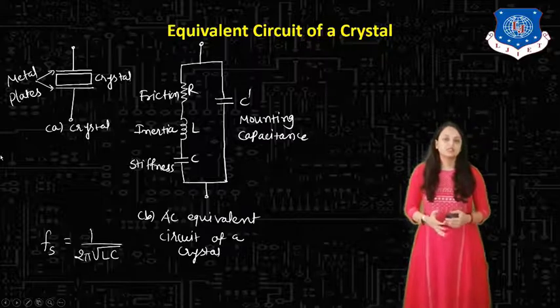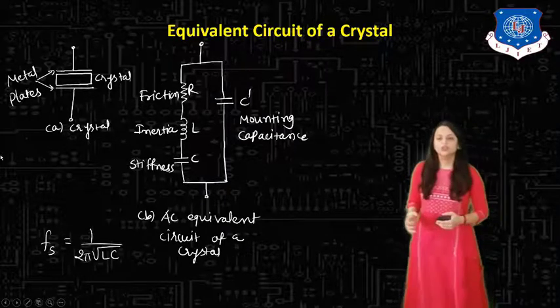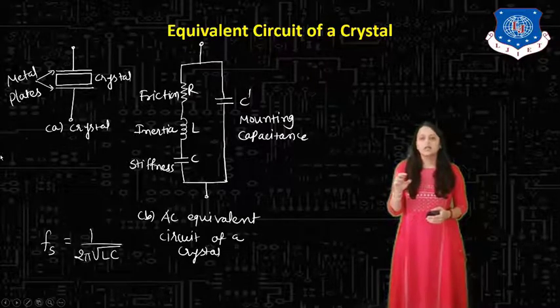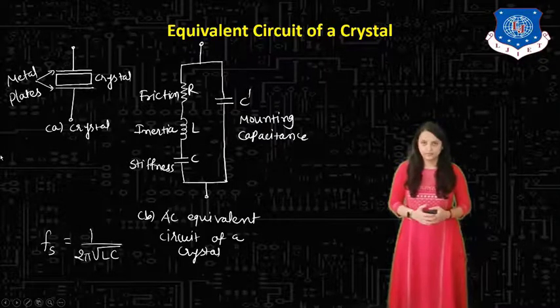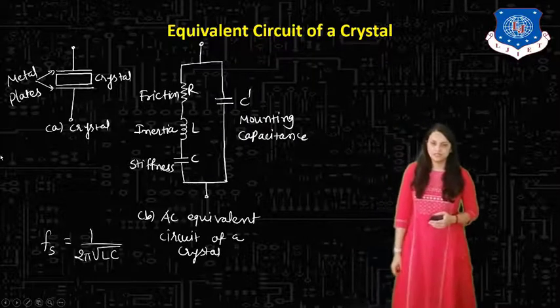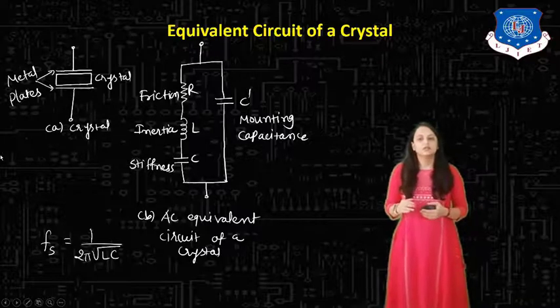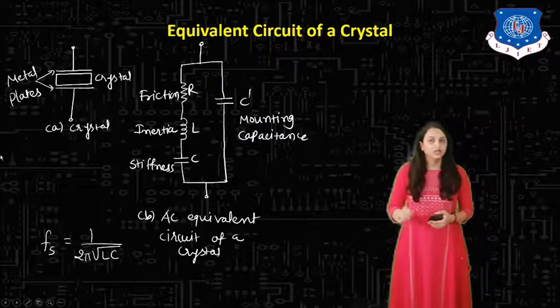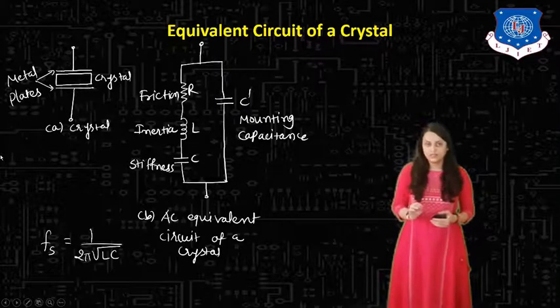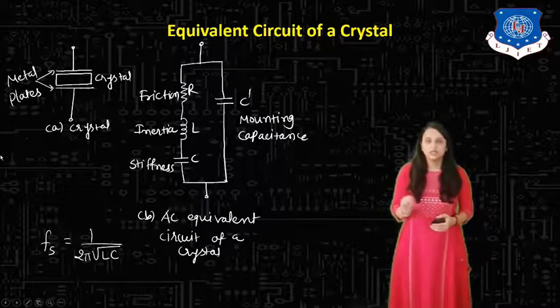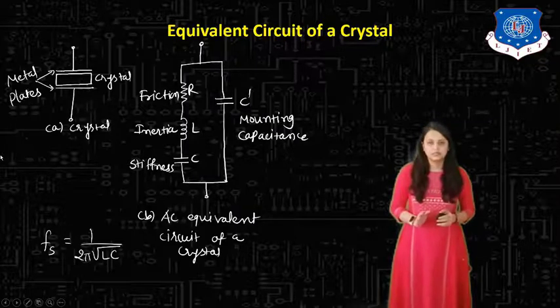Let us see the equivalent circuit of a crystal. In circuit A, the crystal is indicated, where the crystal has two metal plates. In figure B, the AC equivalent circuit of a crystal is indicated. In this, there are three main components, R, L and C. If you look at the electrical properties, R will be resistance, L will be inductance and C will be capacitance. Here C dash is the mounting capacitance.